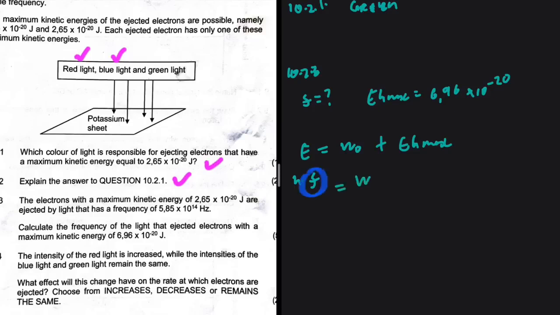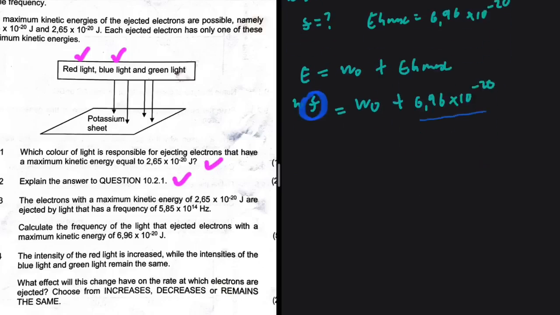And then this will be equal to the work function plus the EK max, which is 6.96 times 10 to the minus 20. So there we go. This is the EK max. But you can see that we have a problem arising here. We don't have the frequency, but we also don't have the work function.